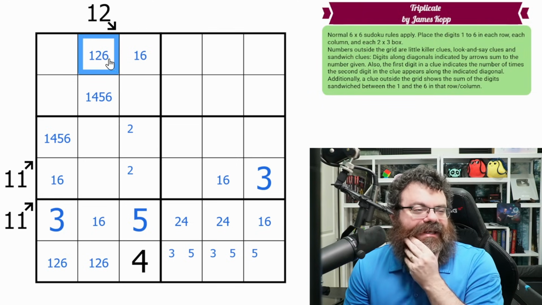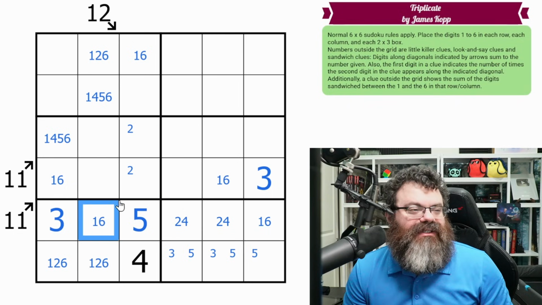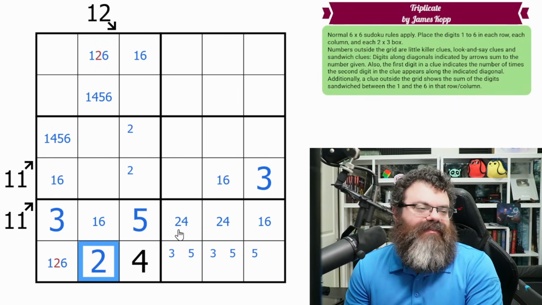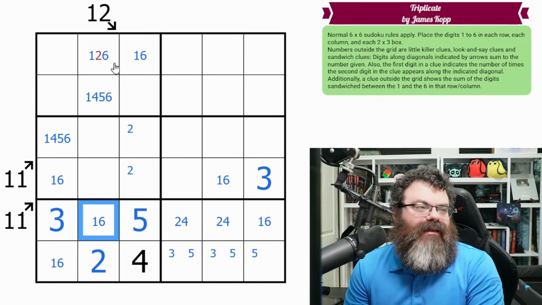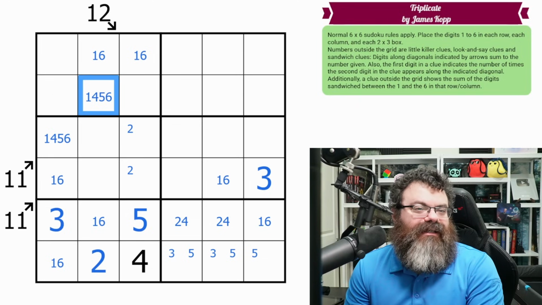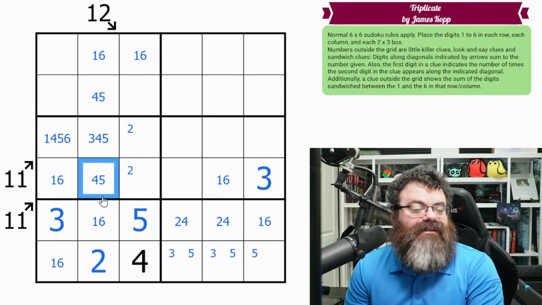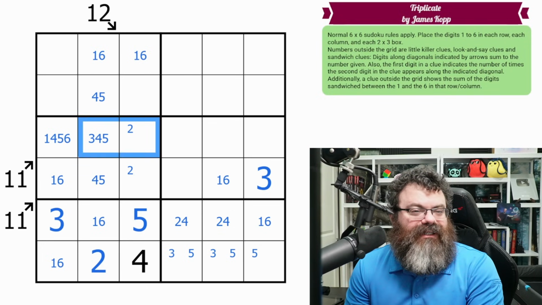Let's see. How about the 12? Oh, this is a 1, 6. So this is one of our ends of our 12. So this has to be the 2 then. And then the other 1, 6 is up here. So this is not a 1, 6. And so these are from 3, 4, 5, which does add to 12. Okay. 3 is one of these two.